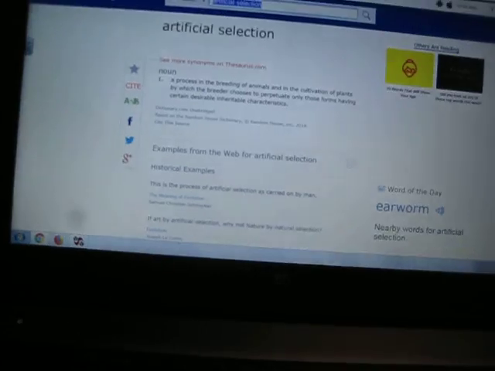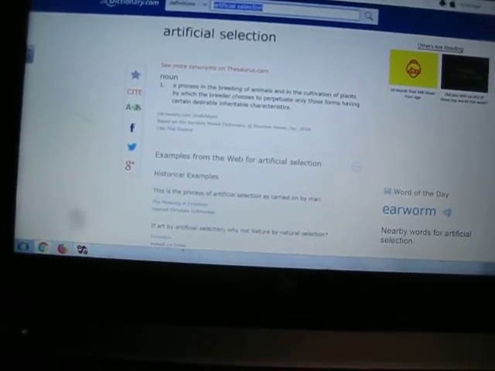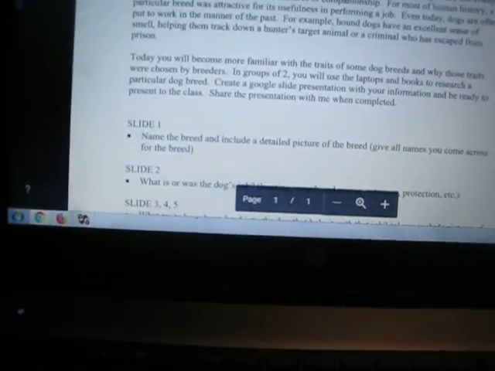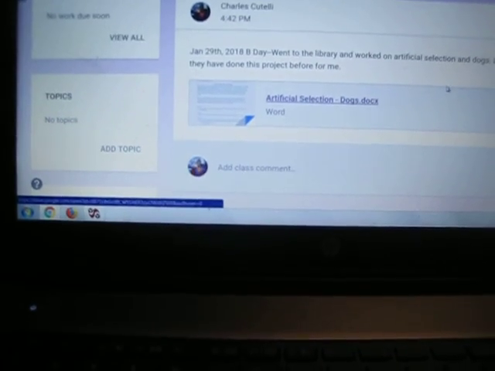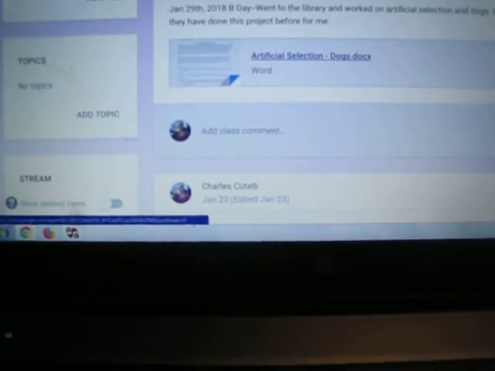You are going to be focusing today on a concept called artificial selection, which is basically evolution by human hand. It's a process in the breeding of animals and in the cultivation of plants by which a breeder chooses to perpetuate only those forms having certain desirable and heritable characteristics. And how are we going to relate this? We are going to relate this to everyone's favorite pet, the dog.